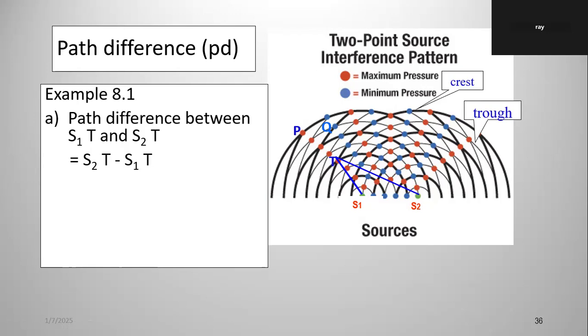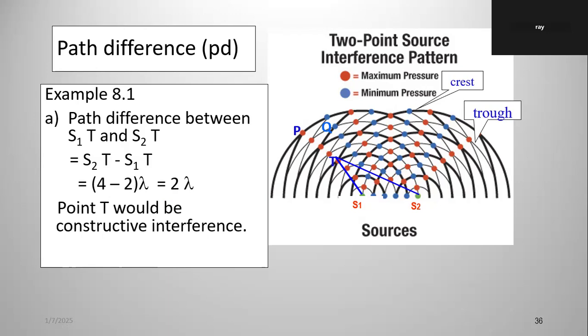Usually we calculate path difference rather than draw a picture, because a picture takes time. So what's the path difference? For S1T, one wavelength, two wavelengths. S2T, one wavelength, two, three, four wavelengths. So subtract, you get two wavelengths. Path difference, two wavelengths, so this is constructive interference, whole number. So T is constructive interference.